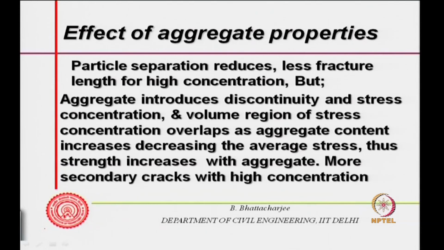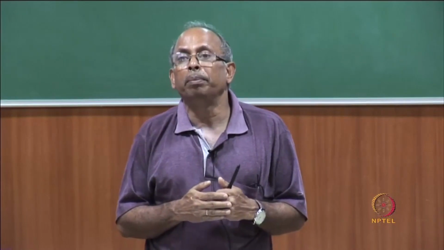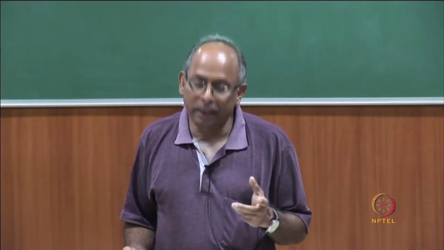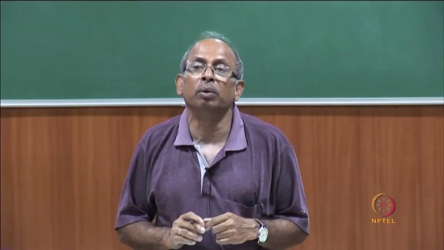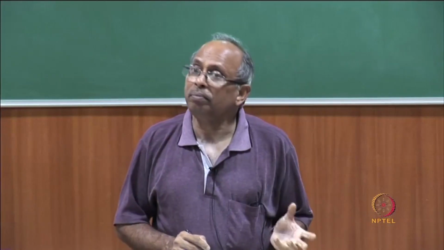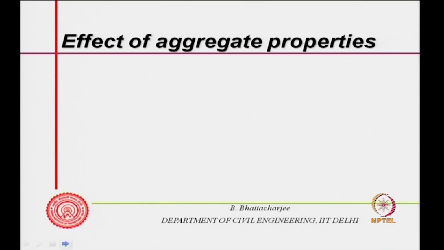and the volume region of stress concentration overlaps as aggregate content increases, decreasing the average stress. The strength increases with aggregate, and more secondary cracks with high concentration are also observed. Because regions of stress concentration tend to overlap, the actual area tends to become larger, and more aggregate tends to reduce the effect somewhat, and strength increases. Well, that is for normal strength concrete.